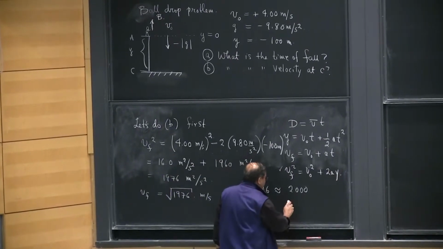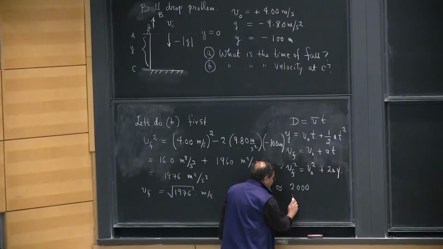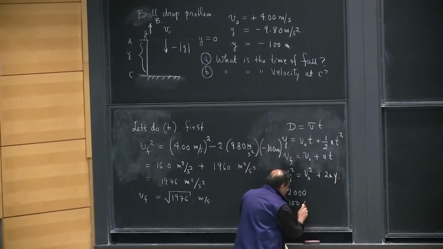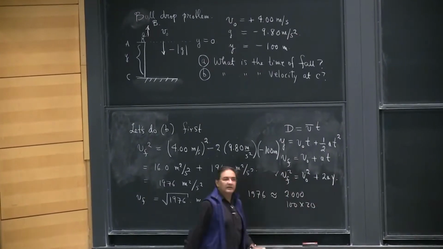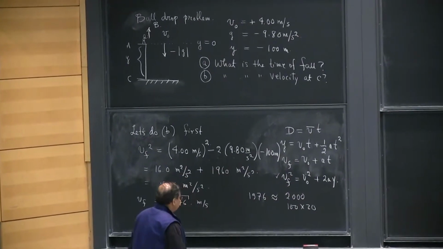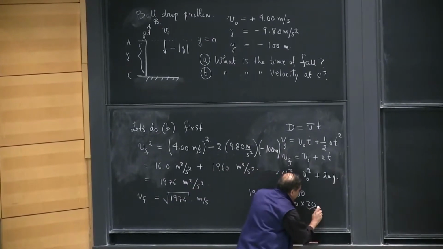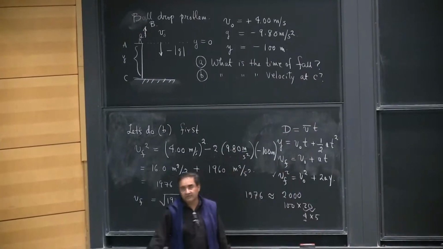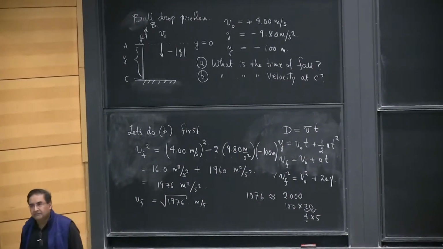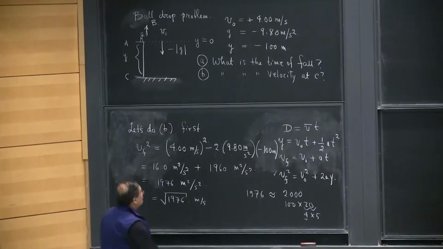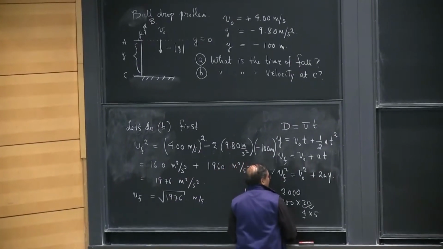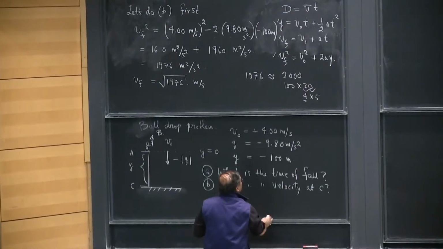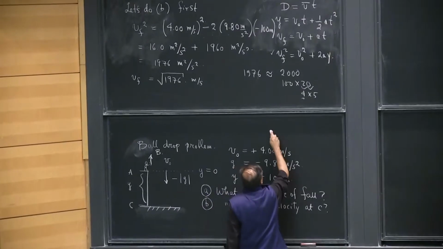And 2000, of course, can be factorized into 100, which I can take a square root of very easily, times 20, of which I can't take a square root very easily. And 20 can be factorized to 4 times 5. I can root 4, that's of course 2. I can't root 5, not easily. So what I want you guys to do is that you will have to know certain prime number square roots. So I'm going to put it up, and you better not forget it.